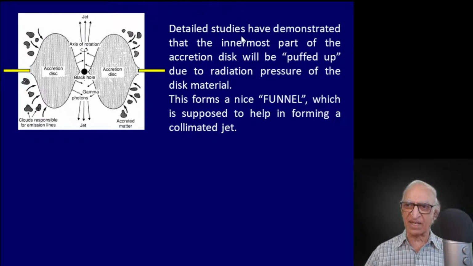Detailed studies, calculations have demonstrated that the innermost portion of the accretion disk is puffed up as shown in this figure. It is puffed up because of radiation pressure. Radiation pressure makes the accretion disk swell up, and of course, you have to remember this has to be viewed as a figure of rotation. Therefore, what you have is something like a donut with a hole, a narrow hole in the center. So you have a nice funnel, and this funnel is supposed to help in the formation of jets, which we discussed in the previous lecture, relativistic jets going along the direction perpendicular to the plane defined by the accretion disk, which is usually the equatorial plane, but doesn't have to be the equatorial plane.